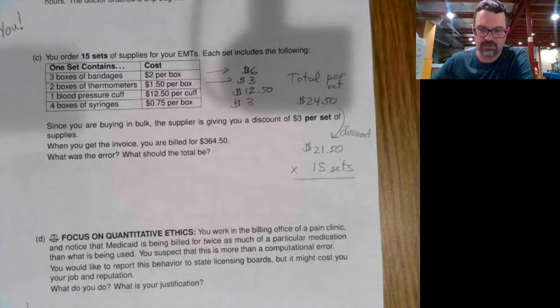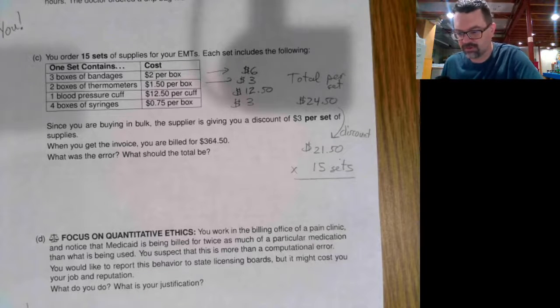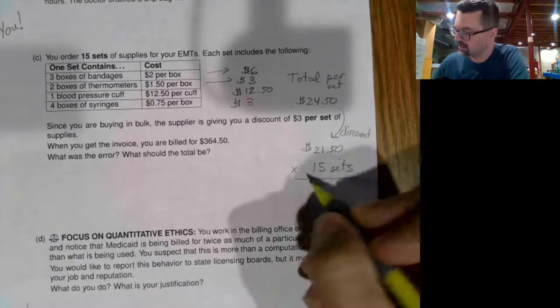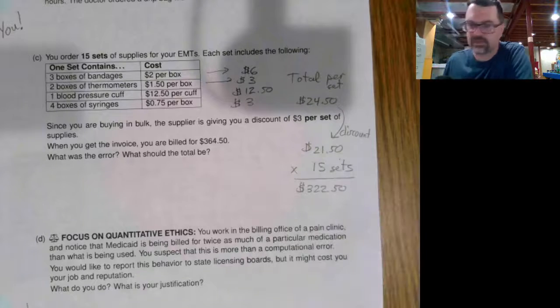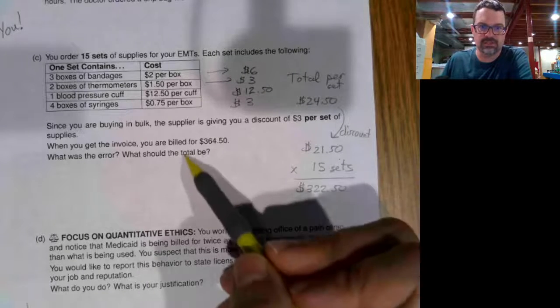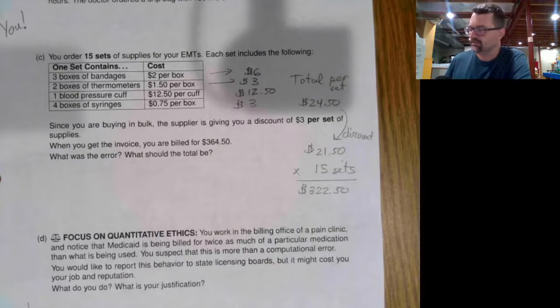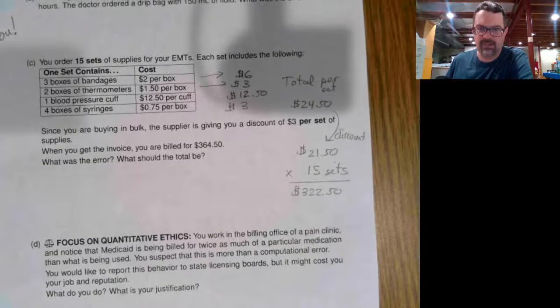Here's a real quick computation on my computer. 21.5 times 15. And I get 322.50, which is quite different from 364.50. So what probably happened here? Why is it so much higher?